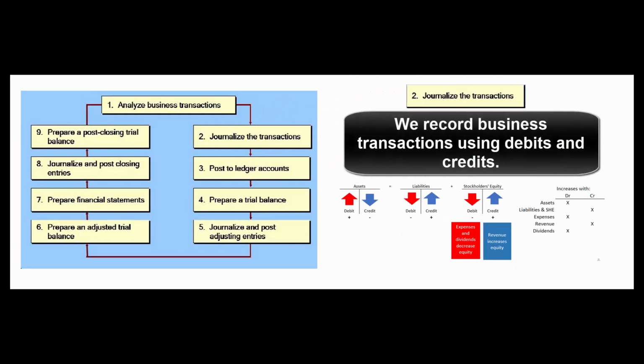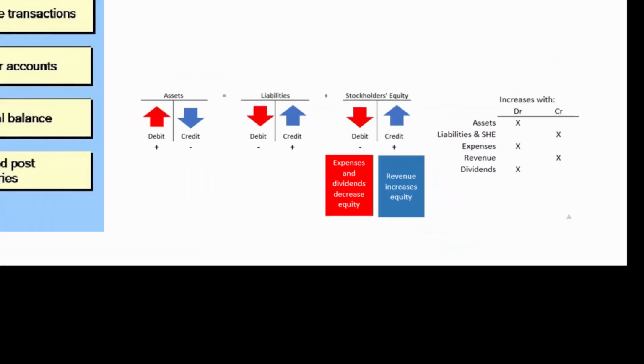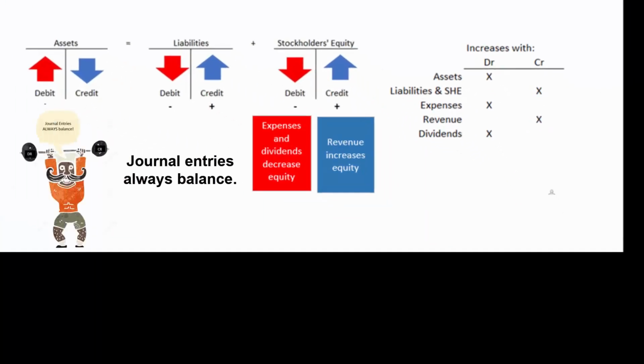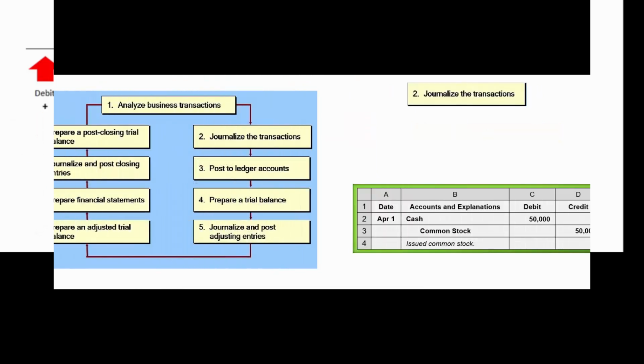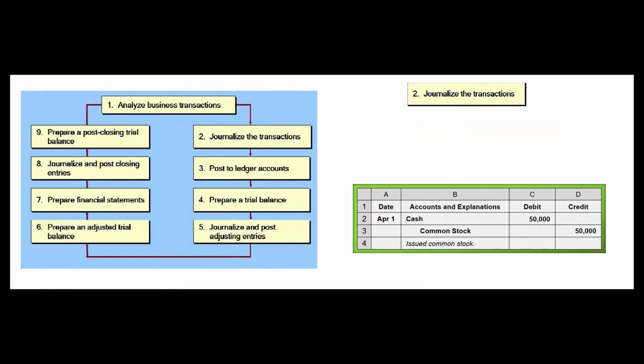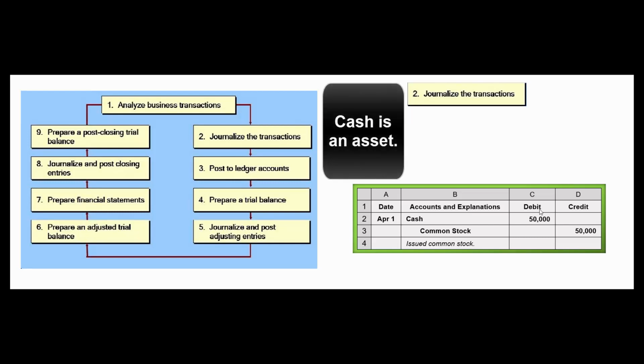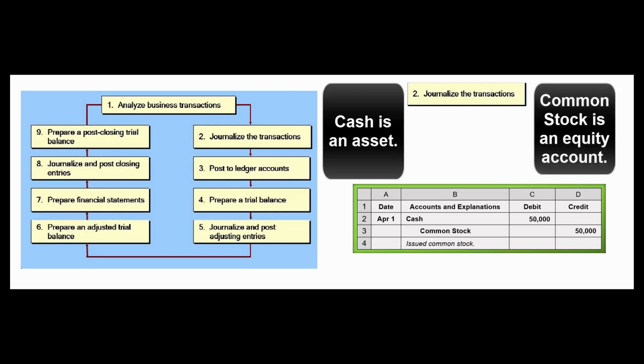Step 2, if there is something to record, we record it with a journal entry. Journal entries use debits and credits. Debit means left, credit means right. One isn't good, one isn't bad. Our rules are: assets increase with debits; liabilities and shareholders' equity accounts increase with credits. Expenses are debits. The opposite of expenses, which is revenue, must be credits, and dividends start with D, which reminds us that they're recorded with debits. For example, Freddie's Auto Service sells $50,000 worth of common stock at par value. Debit cash for $50,000, credit common stock for $50,000.